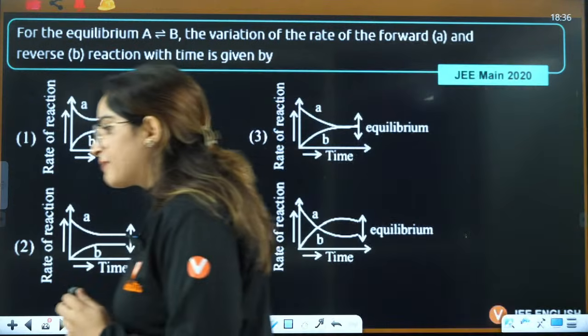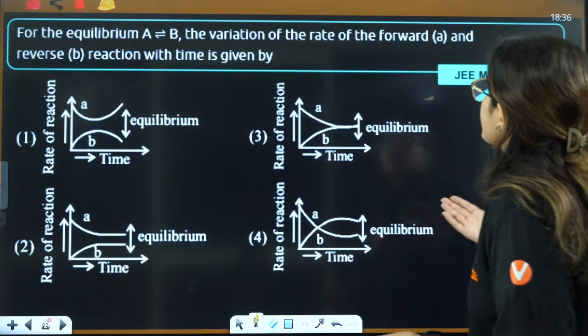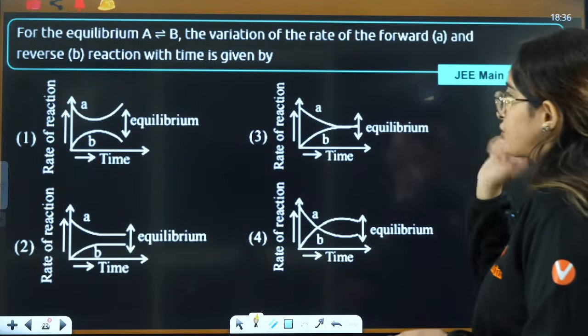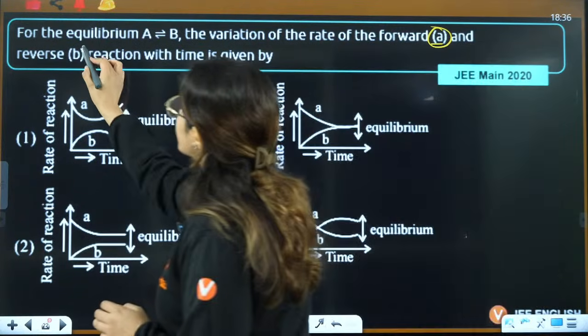Yes, everybody, tell me in the chat box, that will be given by which thing? They are saying variation of rate of forward. Rate should be there. This is rate. A is the rate. B is the rate.